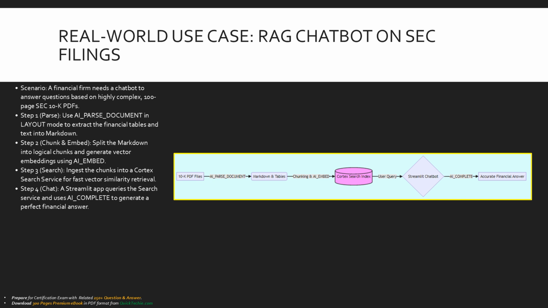This diagram showcases the complete enterprise RAG pipeline. We start with the 10K PDF files on the left. The crucial first step is AI parse document converting them into markdown and tables. Without this, the pipeline fails. Those clean tables are embedded and pushed into the Cortex Search index in the middle. When the user interacts with the Streamlit chatbot, it pulls from that precise index, allowing AI Complete to generate a perfectly accurate financial answer on the far right.